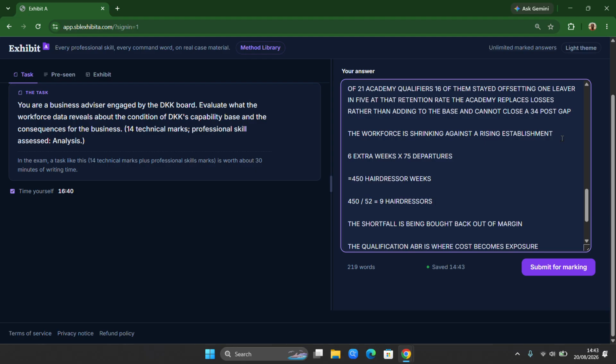Okay, so what we're doing here is funded posts against filled posts as a percentage, because a percentage travels and a headcount doesn't. So the two numbers that belong together: the leaver rate went up and the time to fill went up as well. Most answers will quote both and stop there, so that'll be 1 mark. So watch what makes it 2. I will multiply them. So 6 extra weeks, 75 times is 450 hairdressing weeks. So divide that by 52, and that's nearly 9 hairdressers missing for a whole year.